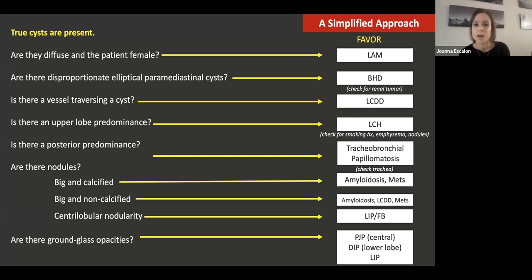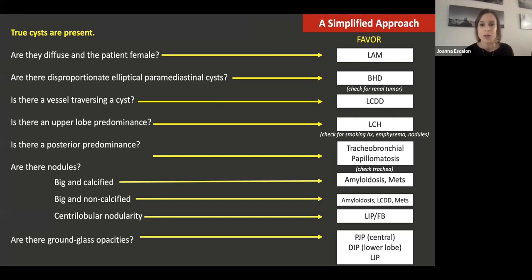Is there an upper lobe predominance and they have a smoking history? Think of Langerhans cell histiocytosis. Double check for that smoking history, look for other signs of emphysema, and look for the little nodules. Is there posterior predominance? Think of tracheobronchial papillomatosis and check the trachea for any tracheal nodules.